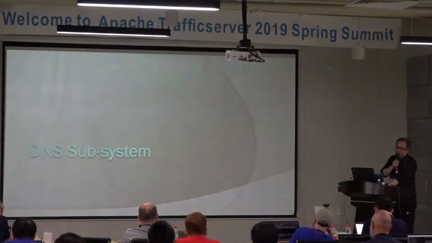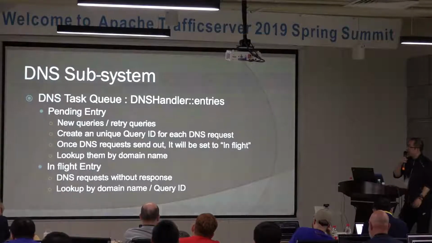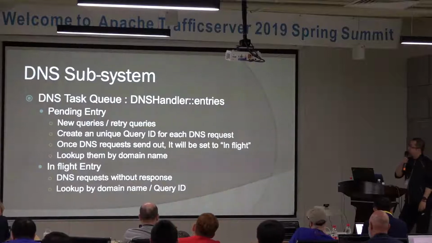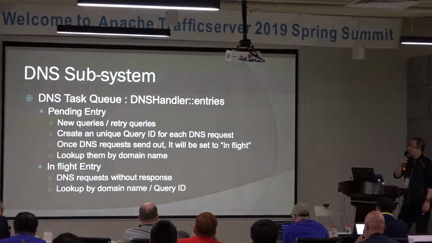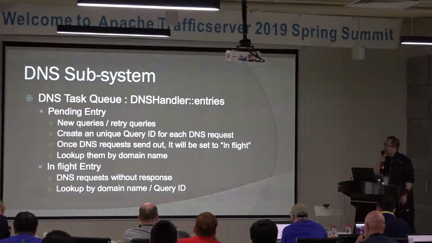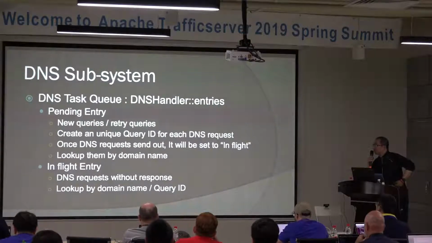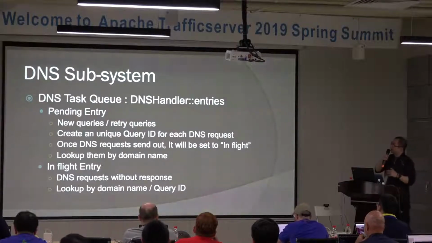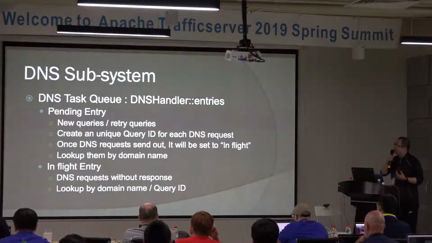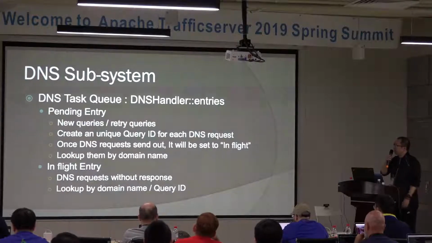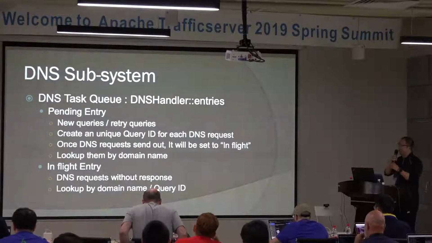So next is the DNS subsystem. The DNS subsystem has a task queue, and the task queue has two types of entries. One type is a pending entry, and the other is in-flight. New queries and retry queries will be pending entries. The DNS subsystem will create a unique query ID for each DNS request. Once the DNS request is sent, it will be set to in-flight.